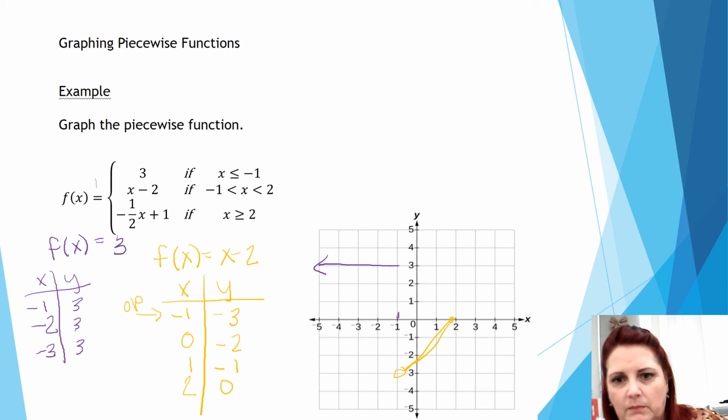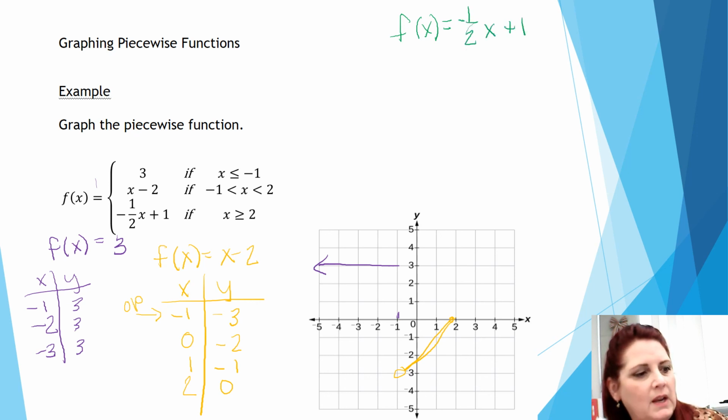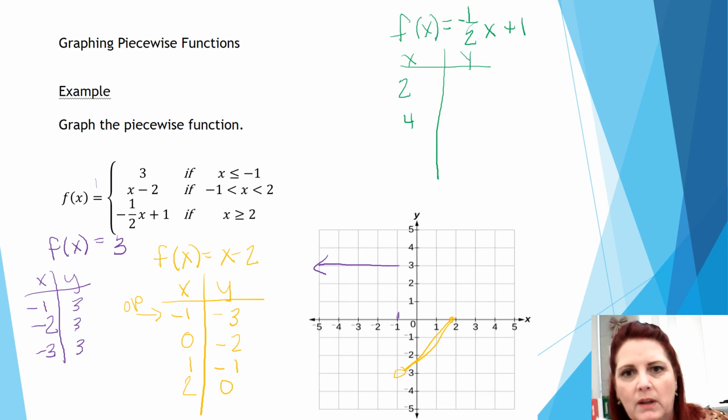And I need one more. And that's going to be that f of x is equal to negative 1/2 x plus 1. And we're going to start that at greater than or equal to 2. So I'm going to start it at 2. It is a line, so I just need 2 points. So at 2, negative 1/2 times 2 is negative 1, plus 1 is 0. And 4 times negative 1/2 is negative 2, plus 1 is negative 1. And so I'm going to start at that point and go down like this. And it goes on and on forever. So all 3 colors, or all 3 pieces, is the entire piecewise function.